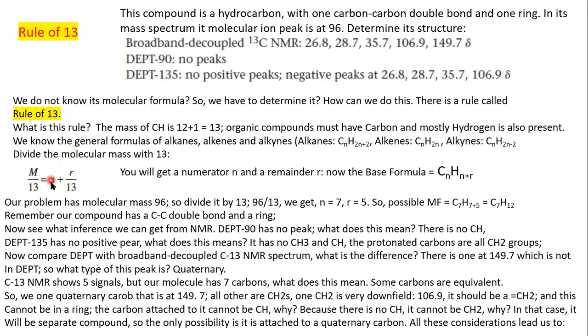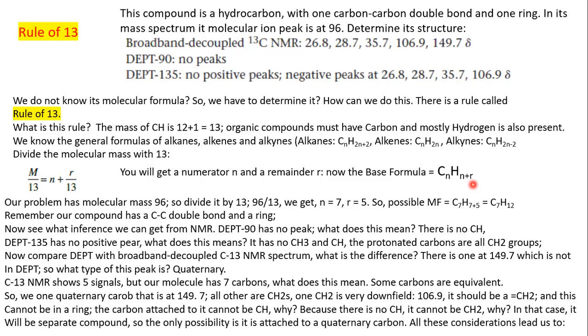You will be having a number that is known as a numerator. And you will be having another number that is the remainder. Okay, based on this, then your base formula will be this. Possibly your molecular formula, but some more work we are going to do on this, and this is called base formula. CnHn plus r.